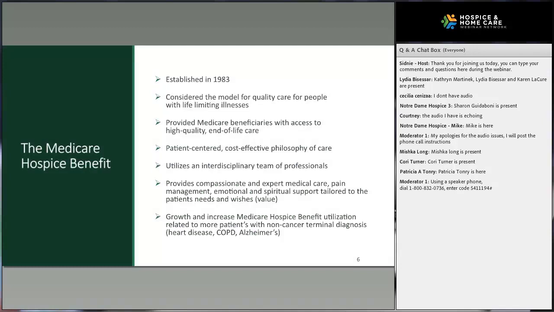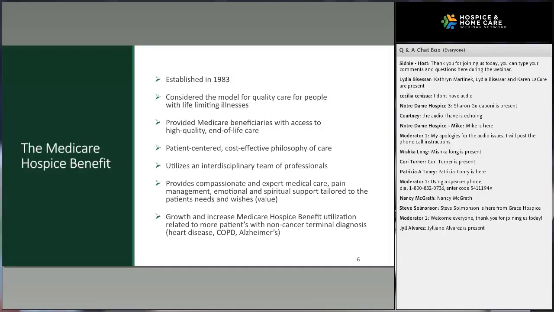So let's just start in the beginning. Hospice was established in 1983. I should say the Medicare hospice benefit was established then. And it was considered a model for quality care for people with life-limiting illnesses. It provided Medicare beneficiaries with access to high-quality end-of-life care, which prior to that we weren't really dealing with end-of-life care issues in this type of a forum. It's a patient-centered, cost-effective philosophy of care.